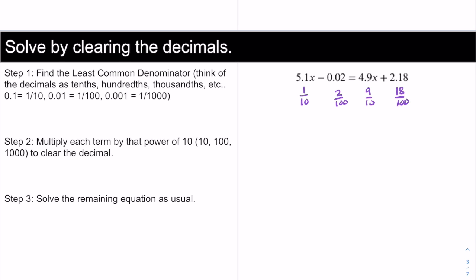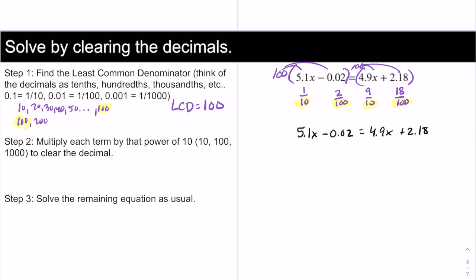So if I'm thinking about my denominators, we have a 10, a 100, a 10, a 100. So that least common denominator would be 100. If we needed to, we could list out the multiples of 10 and multiples of 100, and we would find that that least common multiple is 100. So we know the least common denominator is 100. Again, we can multiply each side of the equation by that least common denominator. Since we're talking about decimals and our decimals are base 10, it would have to be some power of 10.